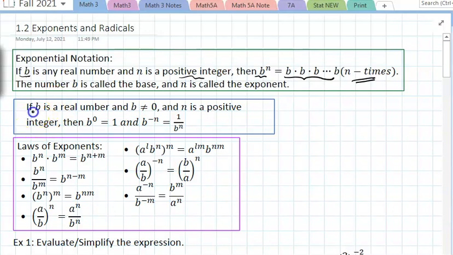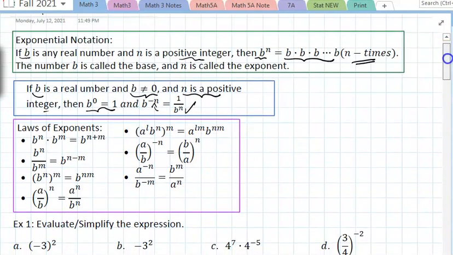If b is a real number other than 0, then b raised to the 0 is always 1. So any number other than 0 raised to the 0 power is 1. And if n is a positive integer, actually that works for real numbers as well. It doesn't have to be positive. It doesn't have to be an integer. But for now, if it is an integer, then b to the negative n is 1 over b to the n.